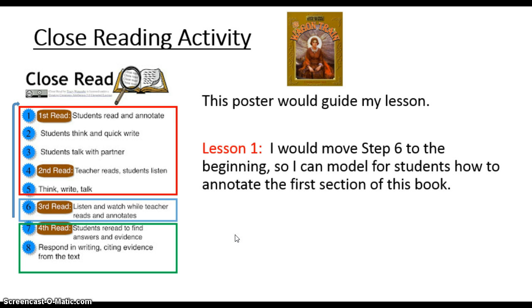For my close reading activity, I really like this poster on close reading from our required readings this unit. However, I think that for the first lesson that I do with my students using this book, I would move this step 6 to the beginning. I feel like it's important that I'm modeling how to do close reading for my students before asking them to do it. So it seems logical to make that my first step, and then once I feel like they've got it, then I may drop that scaffolding and allow them to do it with minimal support.